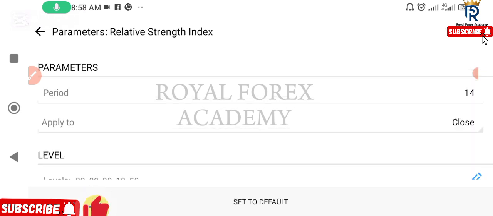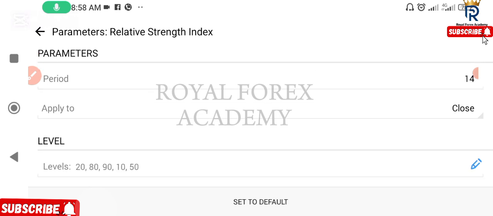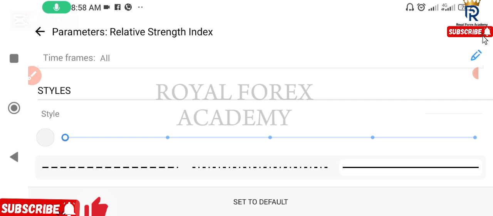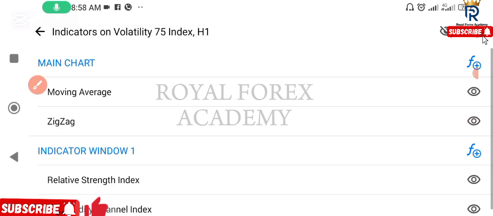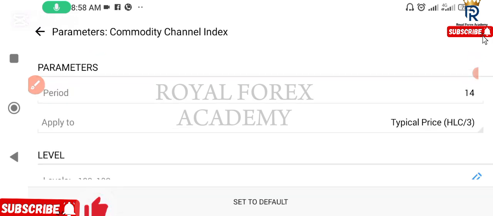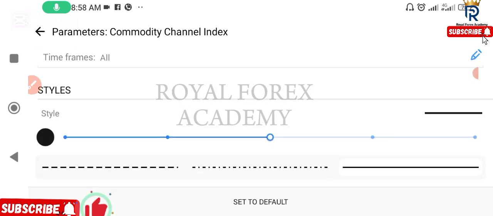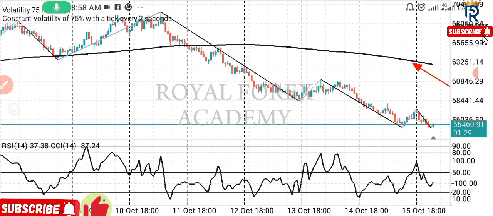Then we have our RSI. The period is 14. You apply to close. So here are the levels: 20, 80, 90, 10. The only thing you are changing is the level and the color. We don't want the indicator to show, so you change this. My background is white, so I change this to white. If your background is black, kindly change the color to black. And here is our commodity channel index. The period is 14. This is the default setting of the commodity channel index. So if you have done that correctly, your chart will be looking exactly like mine.